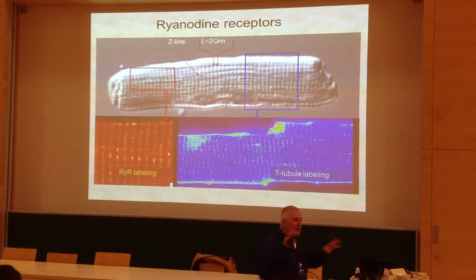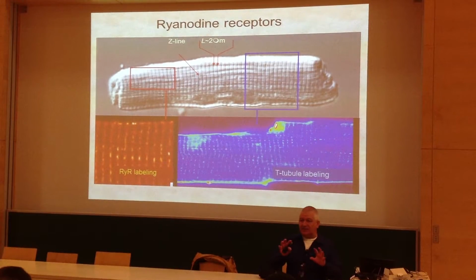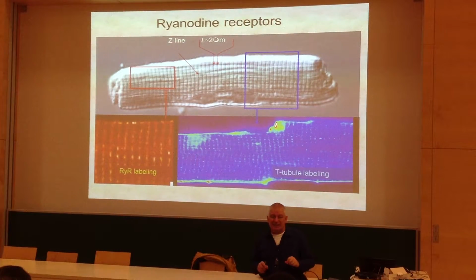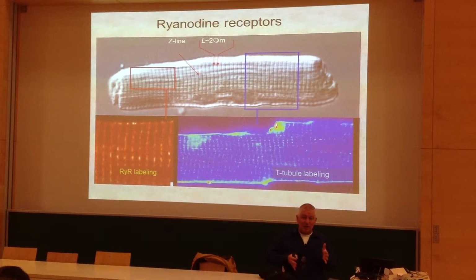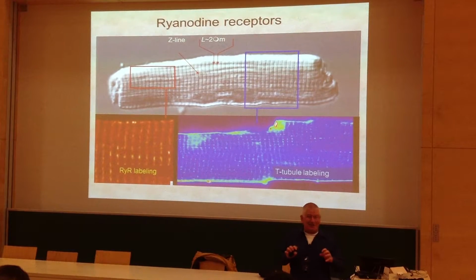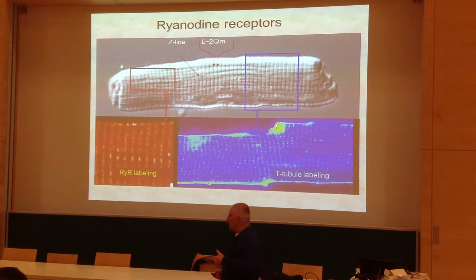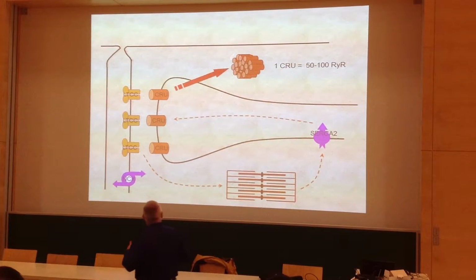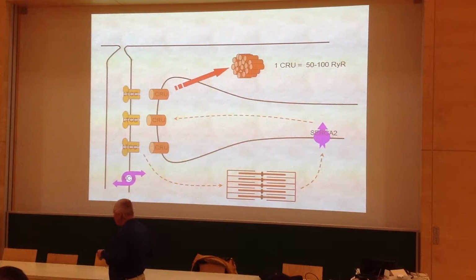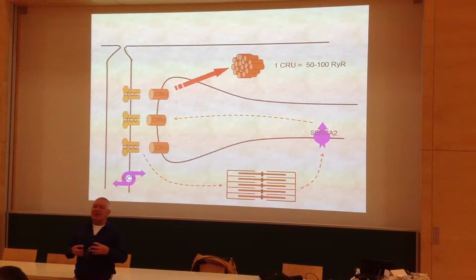We can see this very regular pattern, like a piston. The distance between two ryanodine receptors in longitudinal direction is 2 micron, in transversal direction 1 micron. So really like an extremely regular crystal pattern in how they distribute, and roughly 50 to 100 ryanodine receptors are going to form one so-called calcium release unit.